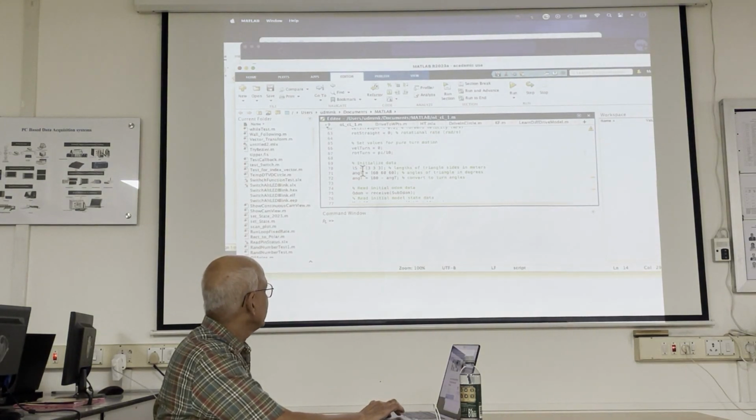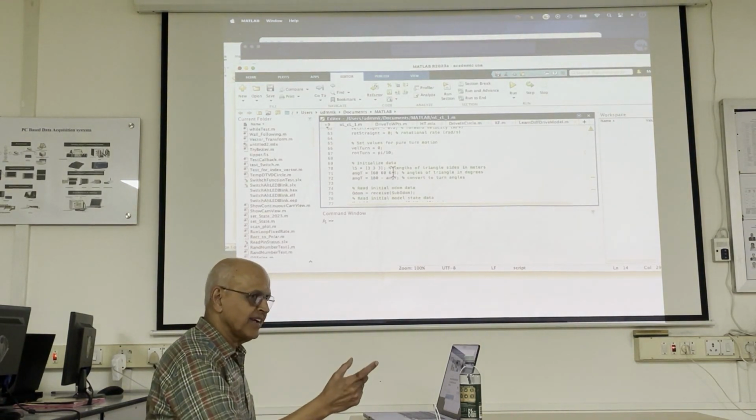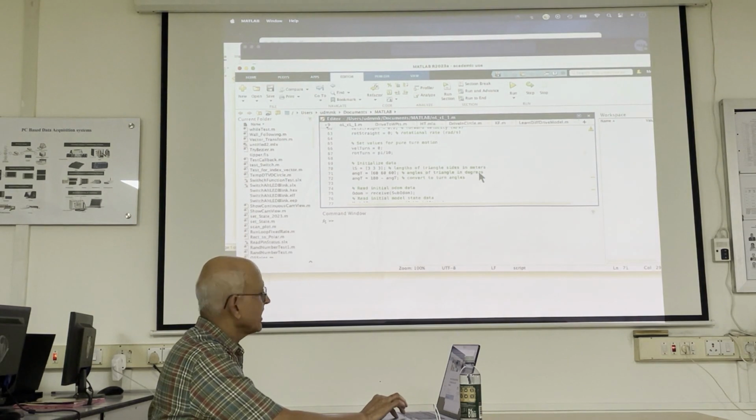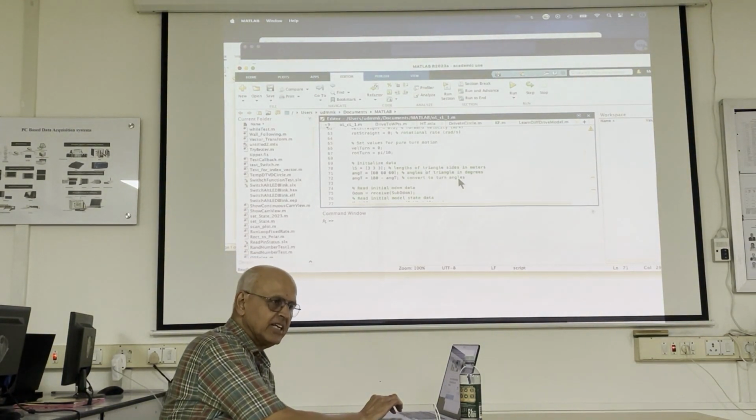This is the angle of turn, except it isn't. 60, 60, 60 is not the angle of turn, it's 120. So the real angle of turn is 180 minus the angle. Convert to turn angle. So these are the angles of the triangle, and these are the angles in terms of your turn, the needed turn.